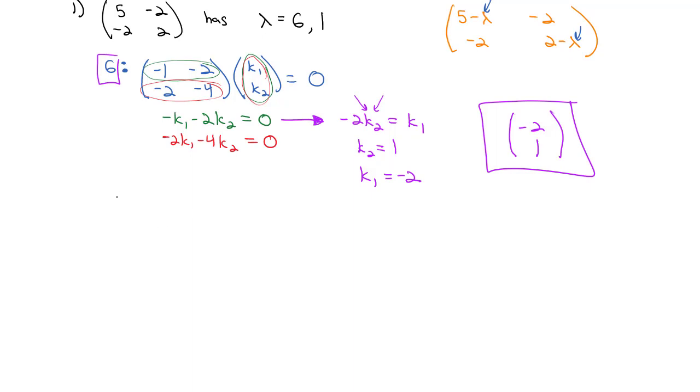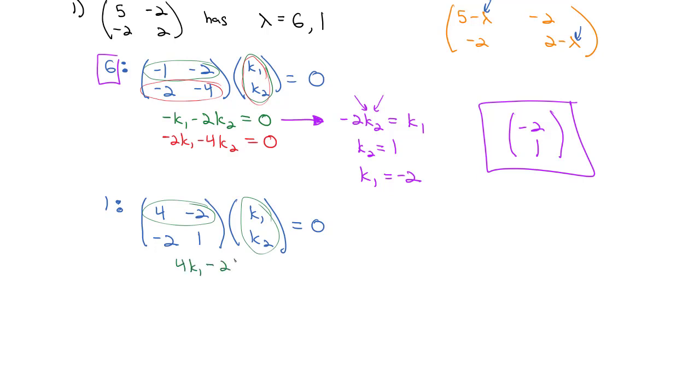But there's still another eigenvalue of 1. We'll go through the exact same process to find the second eigenvector. We have 5 minus 1 is 4. Keep the -2 and the -2. Then we have 2 minus 1 is 1 times k1, k2 should equal 0. And again, multiplying the first row, we've got 4k1 minus 2k2. And the second row times our column is -2k1 plus k2. And they're both going to equal 0.